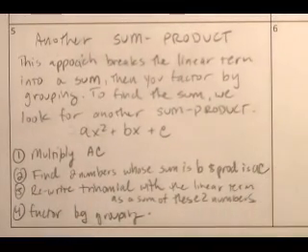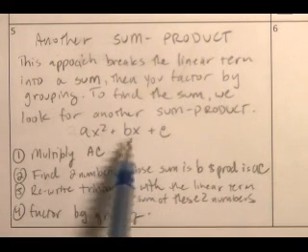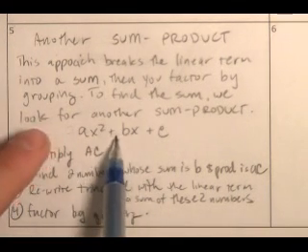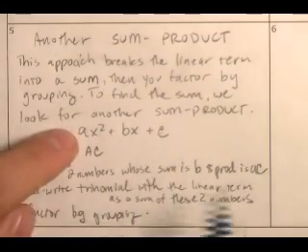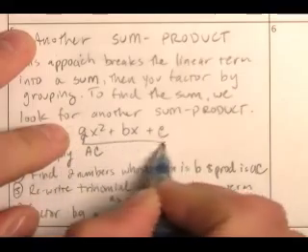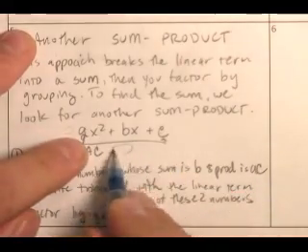Alright. Now there's another one. Here's another sum product approach. This approach breaks a linear term into a sum: the middle term, the B term. We're going to break it into a sum, then factor the left and right. We're going to factor by grouping. To find the sum, we have to look for another sum product. So basically, here are the steps. First, we multiply A and C. Take that number and say, what's this?